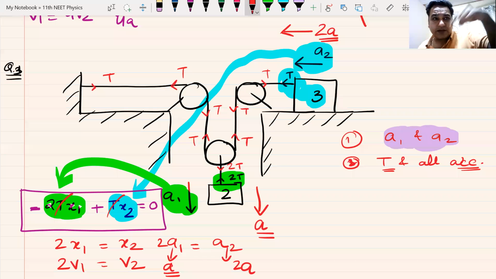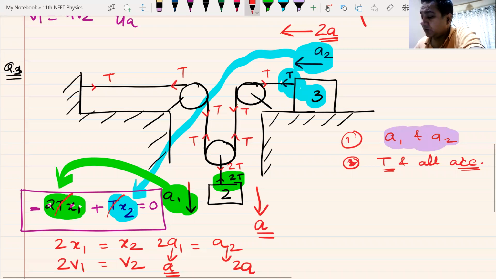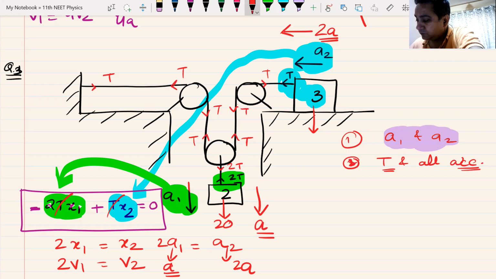So I continue with my process. What is the process? I draw the free body diagram of 2 kg block. 20 newtons will be downwards. 30 newtons will be downwards. Normal reaction N would be upwards.